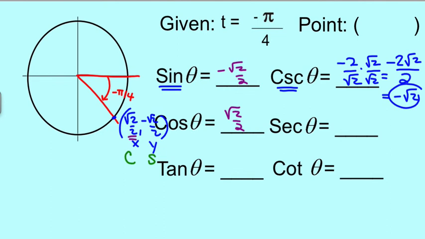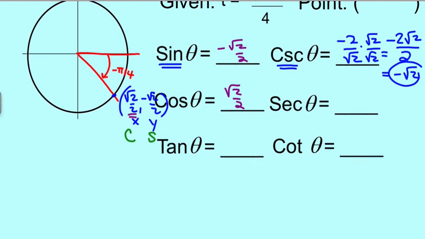All right. We have to do the same thing for the secant. We have to reciprocate the cosine. So it's 2 over the square root of 2. We have to rationalize it, so we multiply the numerator and the denominator by square root of 2. Multiply across, 2 times square root of 2 over square root of 2 times square root of 2, which is 2. Cancel out the 2's, and we're left with square root of 2.